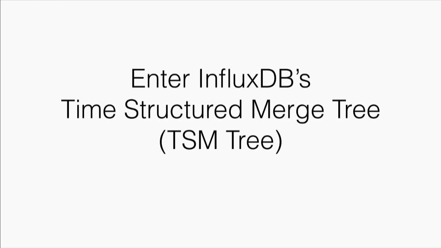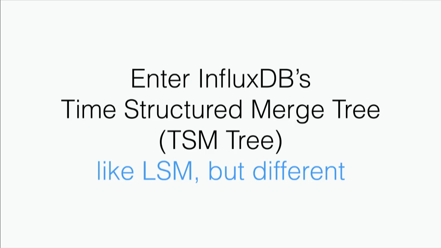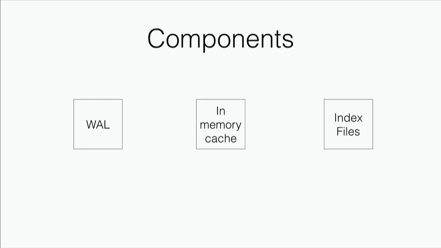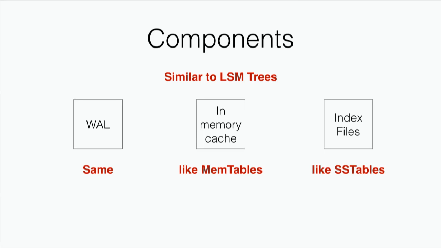So about a year and a half ago, a little bit longer than that, we started development on what we ended up calling the time structured merge tree, or the TSM tree. So it's kind of like LSM, but different. It's basically inspired by LSM, and it's very similar to that, right? So it has these different components. You have a write-ahead log. You have an in-memory cache. You have index files. That's very similar to LSM trees, right? The WAL's the same. Mem tables and SS tables, in LevelDB terminology.